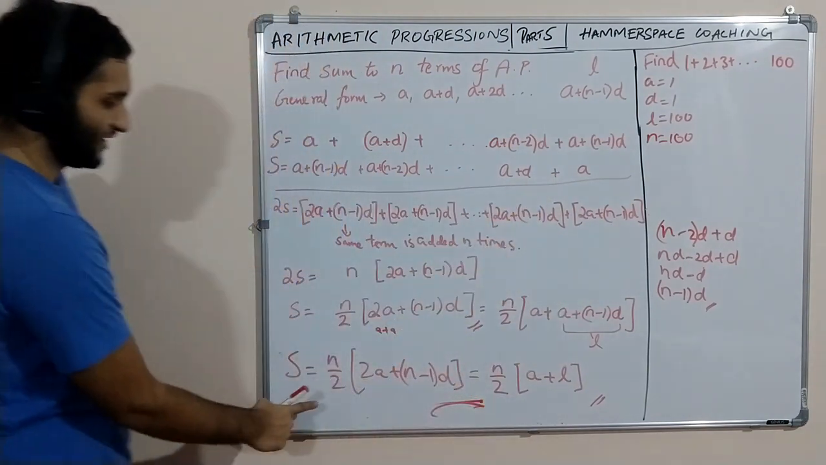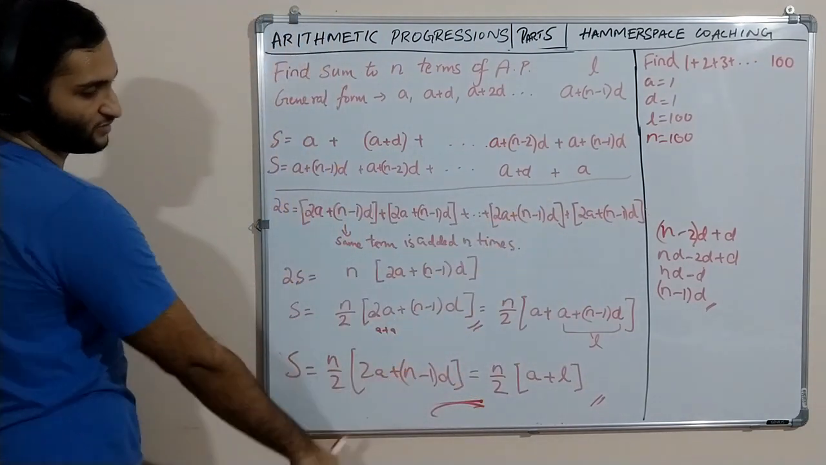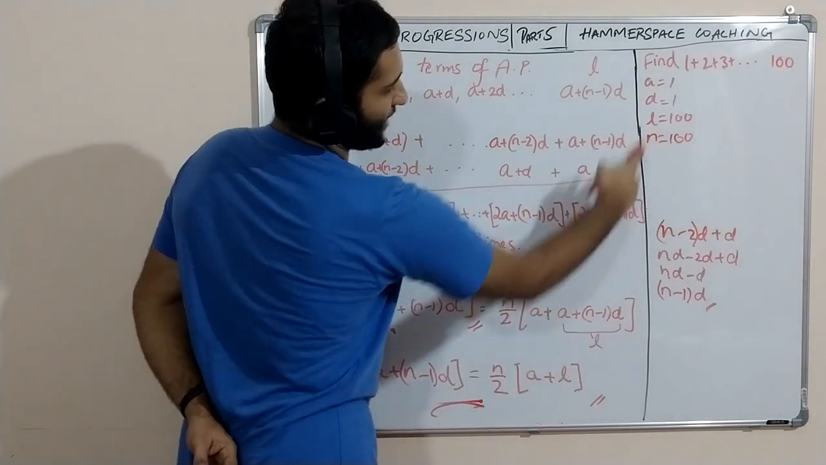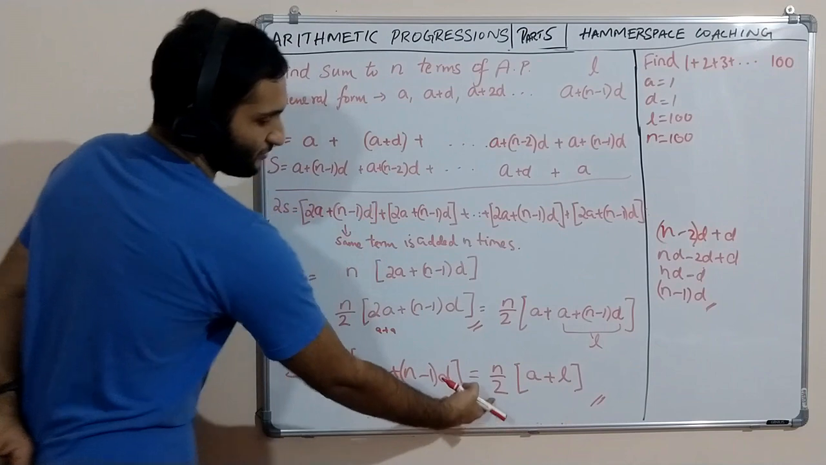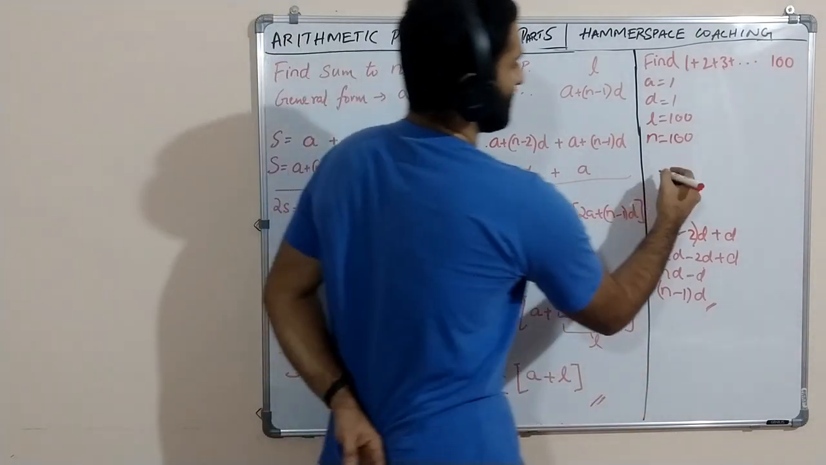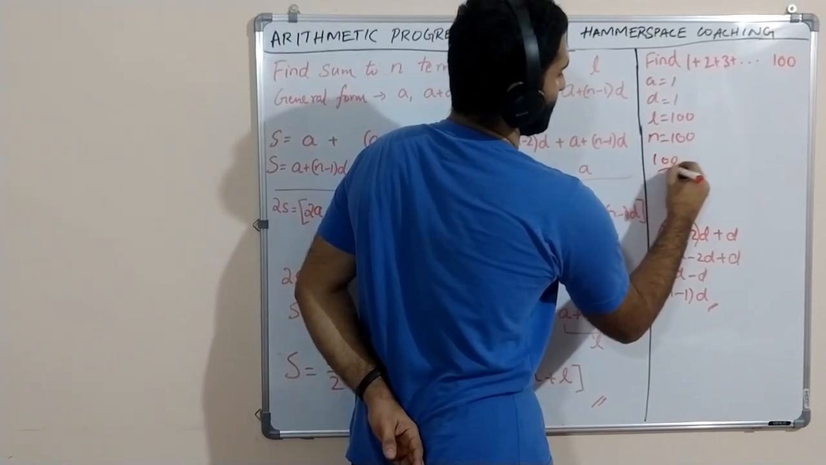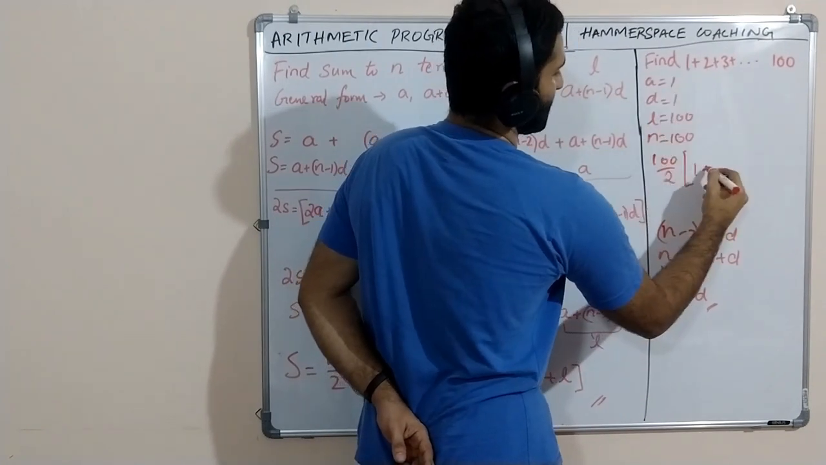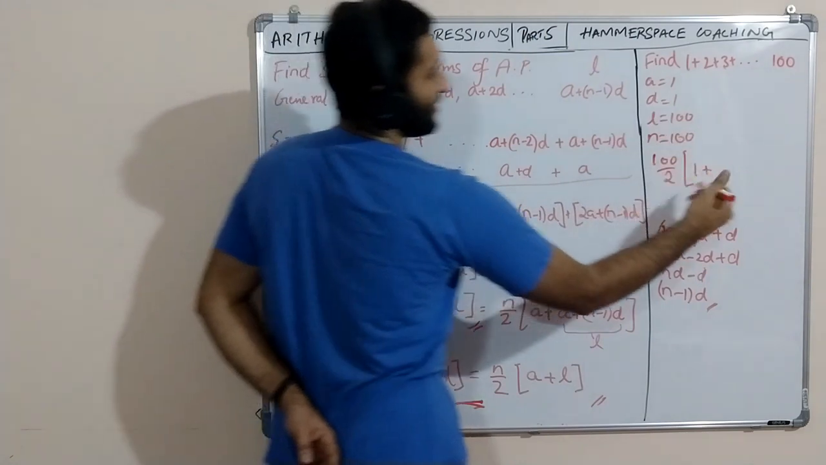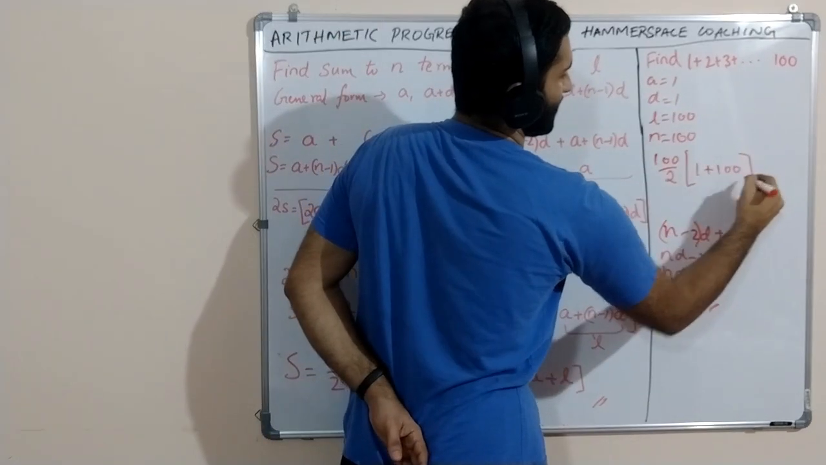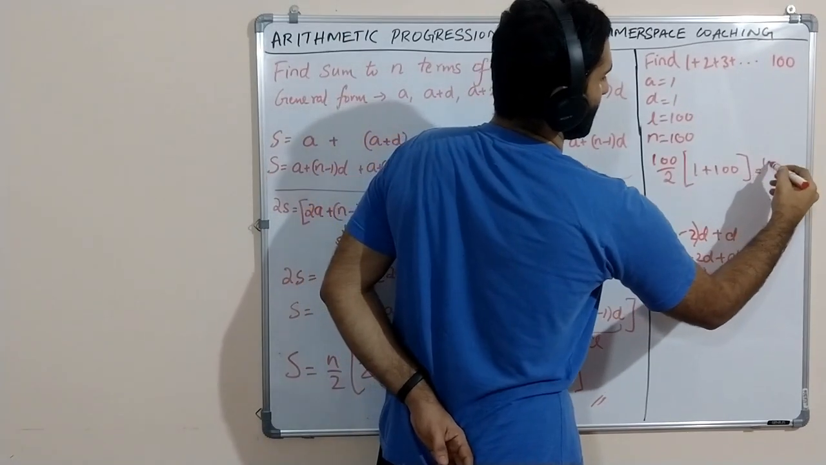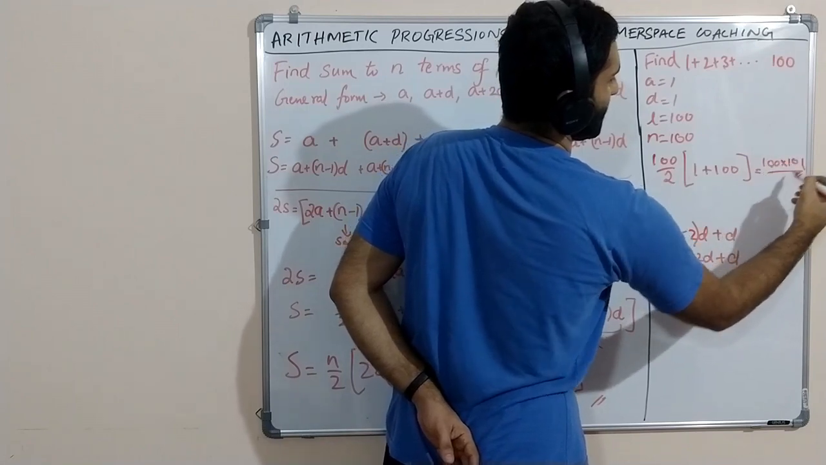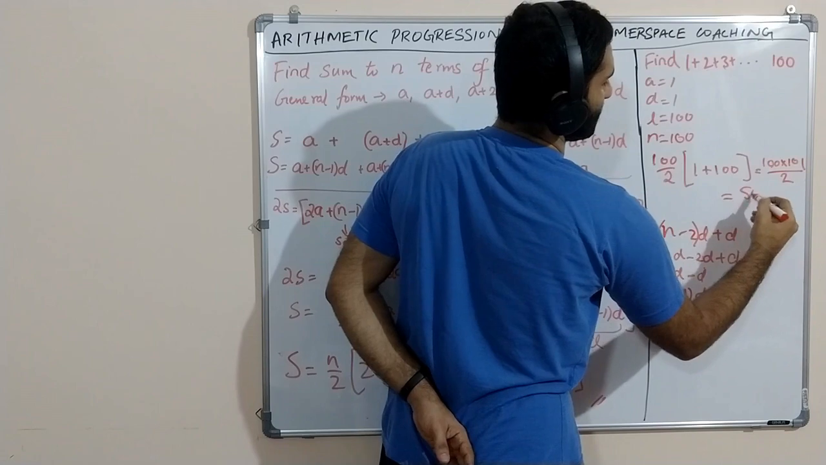So what is S? S equals n by 2, 2a plus n minus 1 into d, or even this one you can use. Since we already know L, we can use this formula. So S is equal to n by 2. N by 2 is 100 by 2, into a, which is 1, plus L. What is L? 100. That is equal to 100 into 101 by 2. That is equal to 5050.